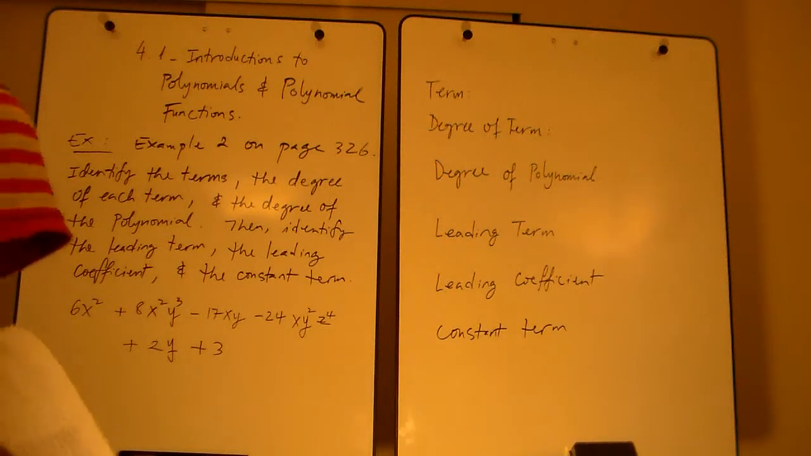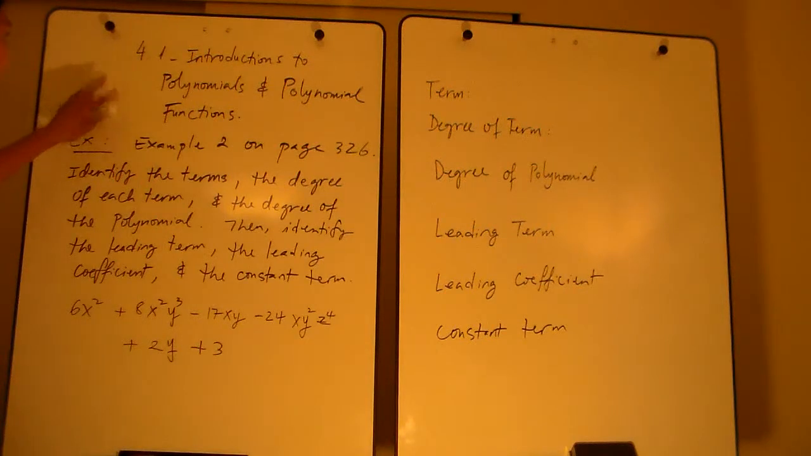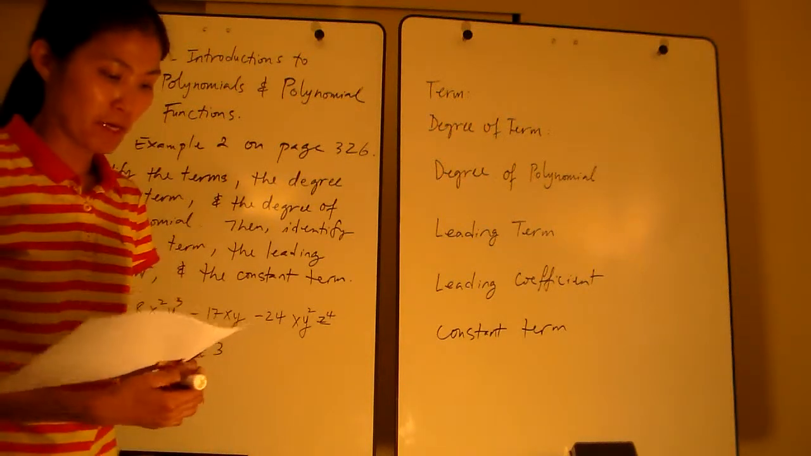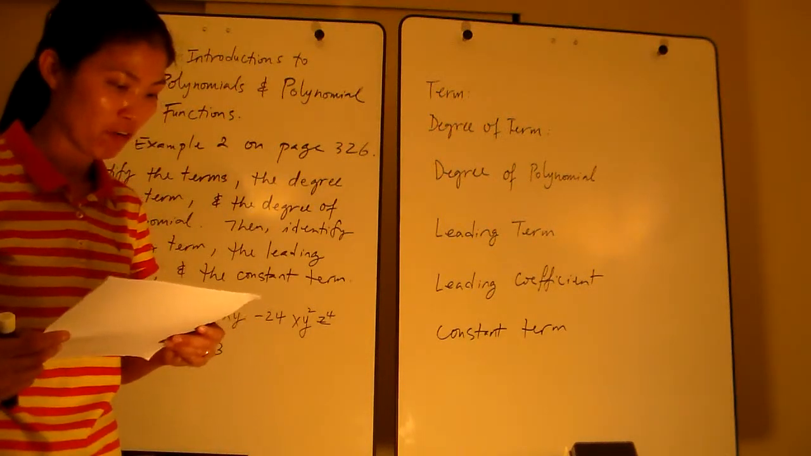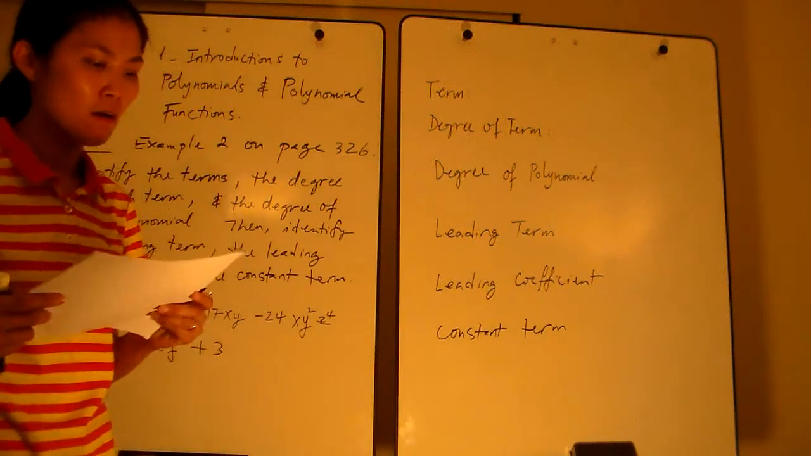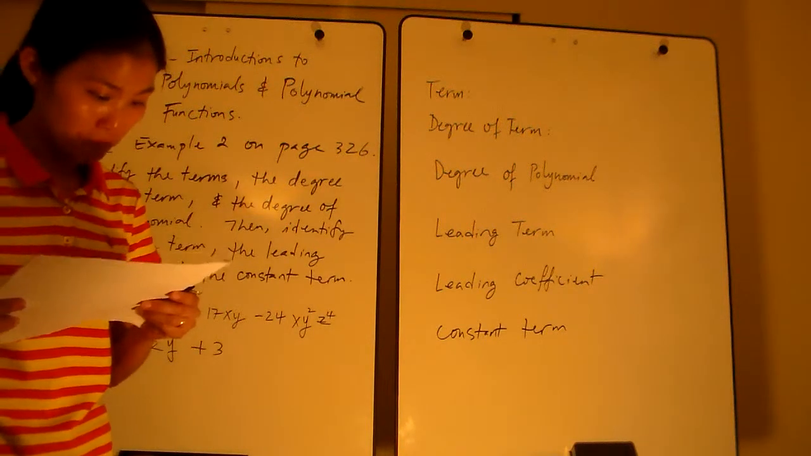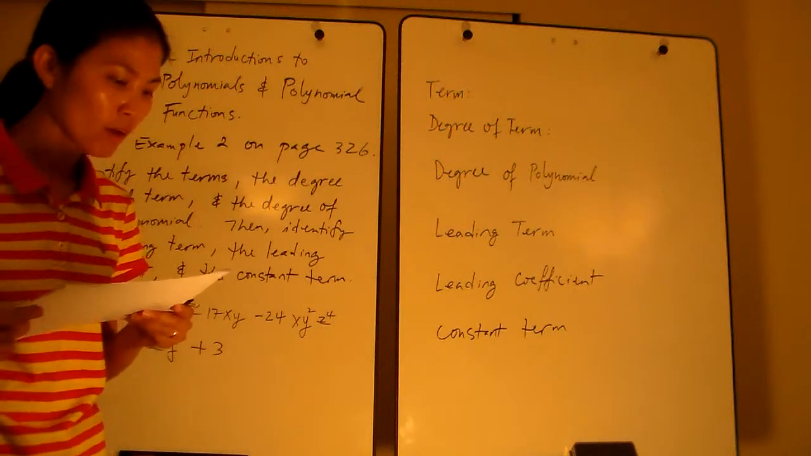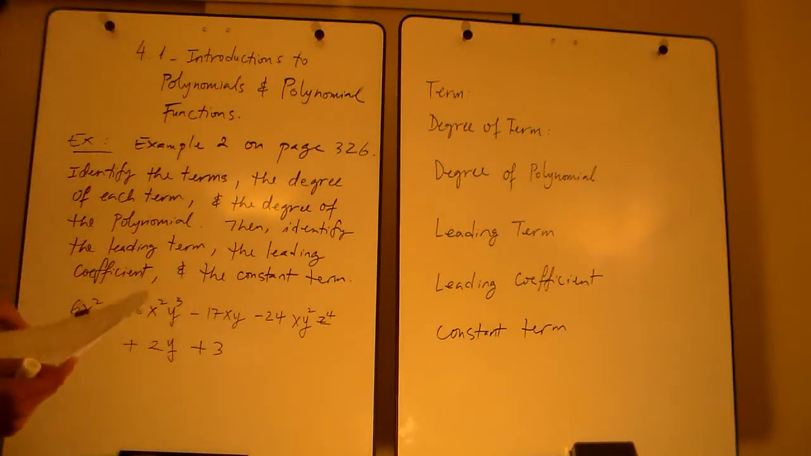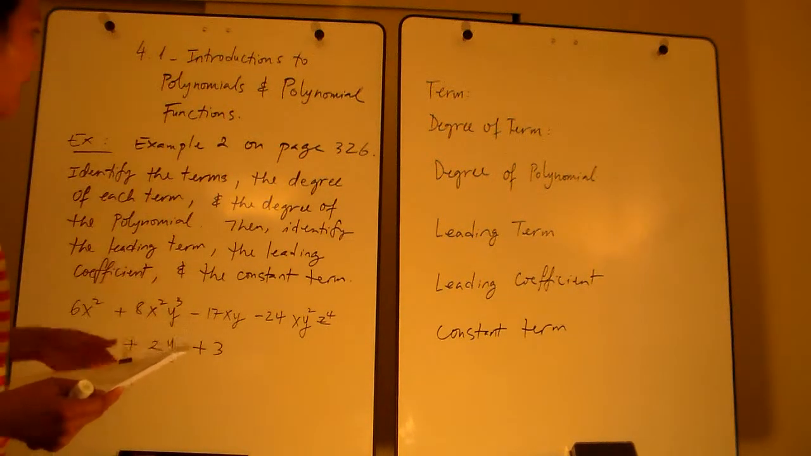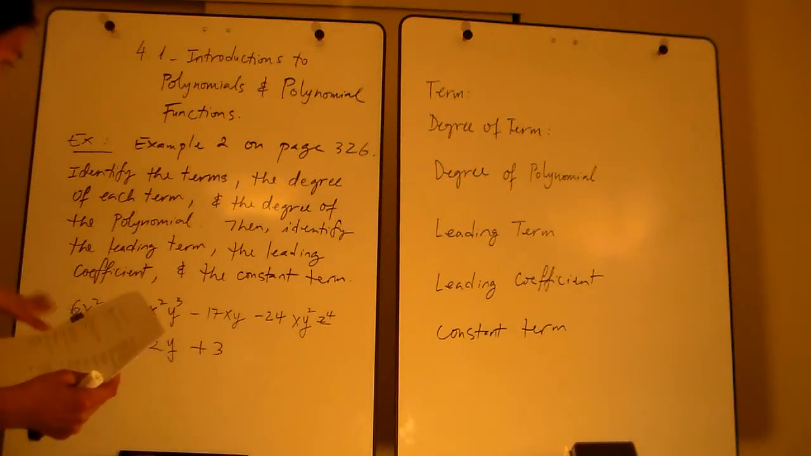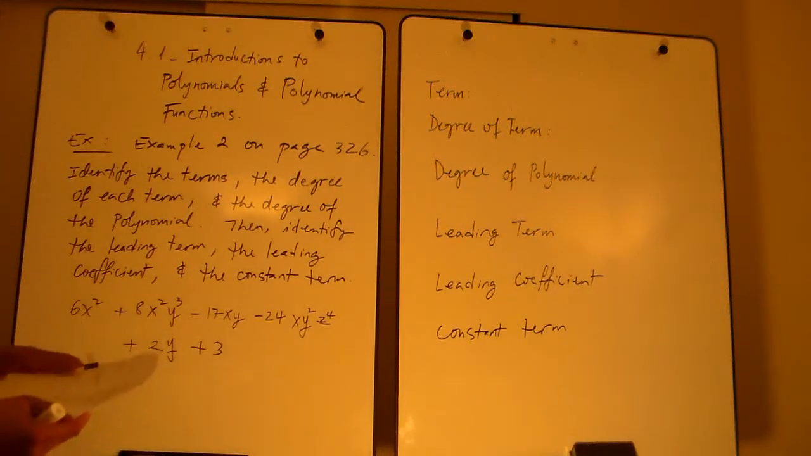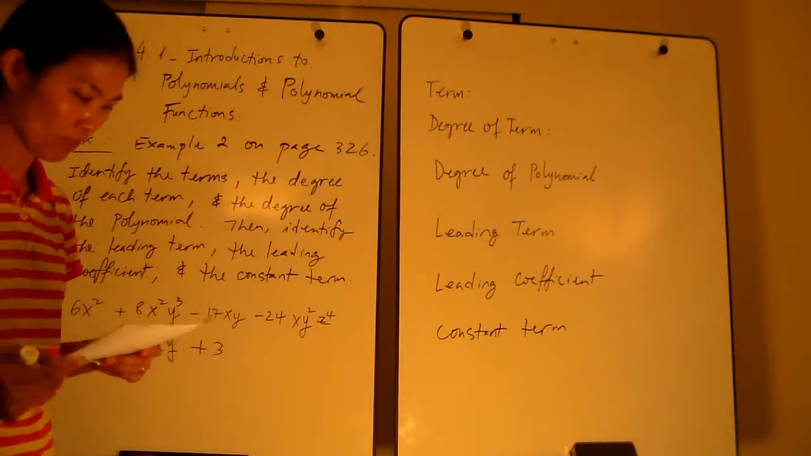For this section, we learn about Section 4.1, Introduction to Polynomials and Polynomial Functions. You can look at my notes. The definition for monomial, for polynomial, and an example for each. For Example 2 on page 326, we're going to evaluate these polynomials, okay?